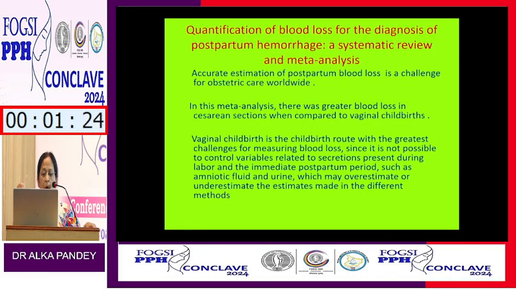Accurate estimation of postpartum blood loss is a challenge for obstetric care worldwide, and in this meta-analysis there was greater blood loss in cesarean section when compared to vaginal births. Vaginal childbirth is the childbirth route with the greatest challenges for measuring blood loss, since it is not possible to control variables related to secretions present during labor and the immediate postpartum period, such as amniotic fluid and urine, which may overestimate or underestimate the estimates made in different methods.